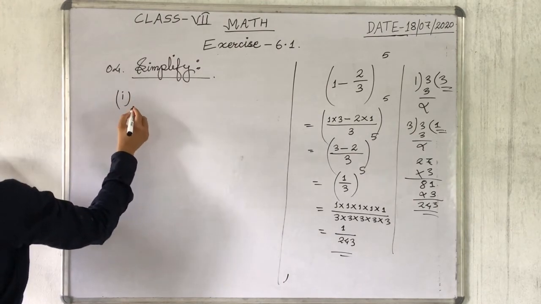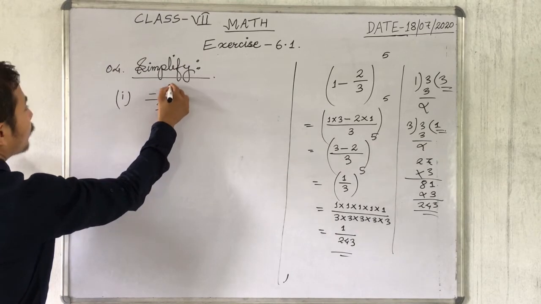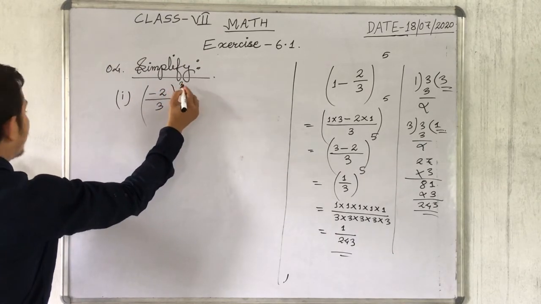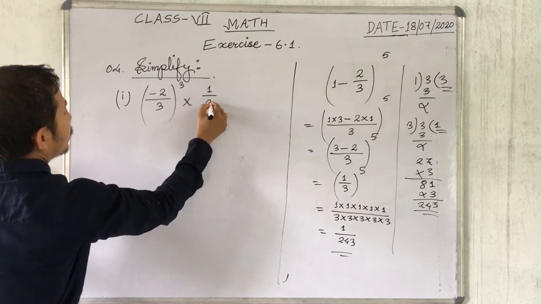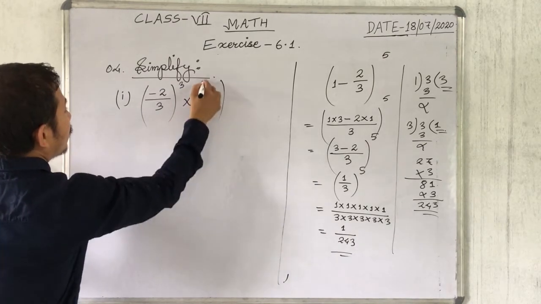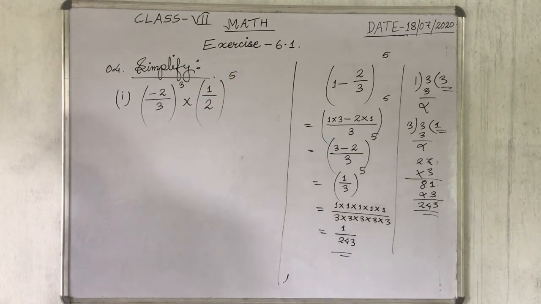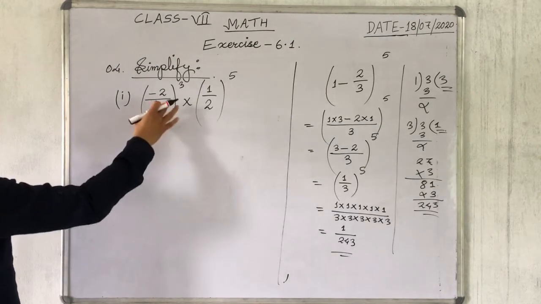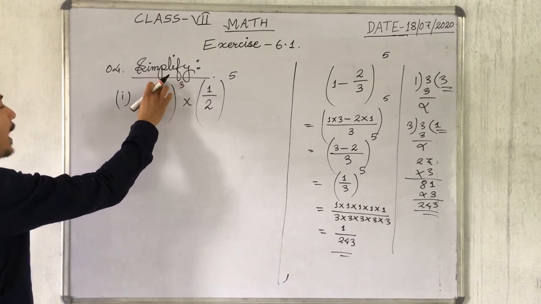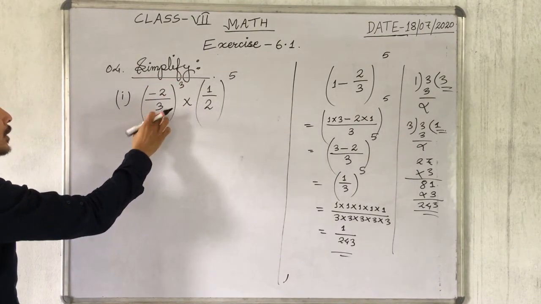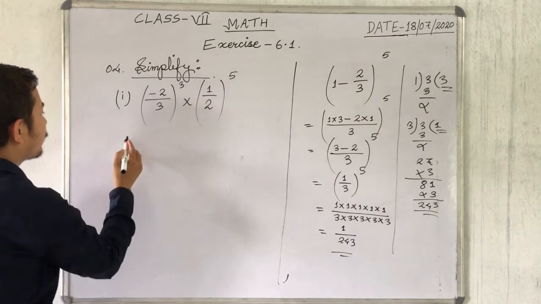Question number 1 is minus 2 by 3 whole cube into 1 by 2 whole to the power 5. So now look at here. As I already told you, minus 2 by 3 whole cube, that means this cube is the power of minus 2 also and 3 also. And this 5 is the power of 1 and of 2 as well.